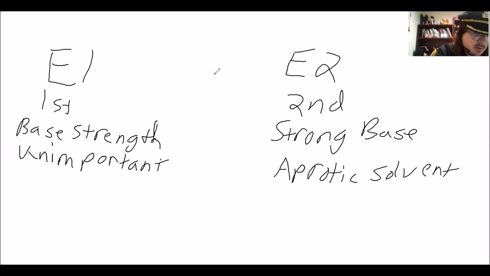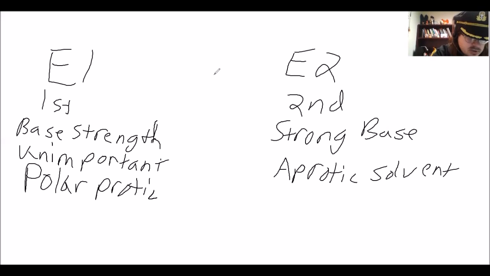Now in E1, you want a polar protic solvent. Once again, because you're trying to stabilize the carbocation. Now, ideally, your base isn't going to attack your solvent, but that's why a weak base is okay. A weak base isn't going to attack the solvent, and it's only going to attack once we form the carbocation because, once we lose the leaving group, it becomes very acidic, very willing to leave.